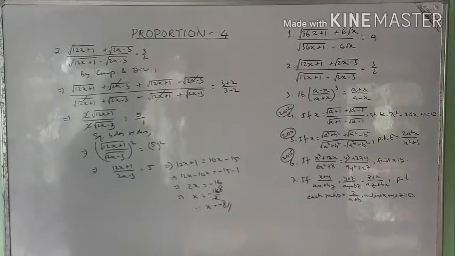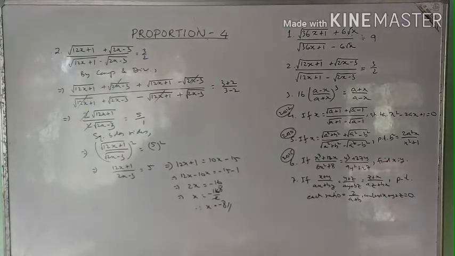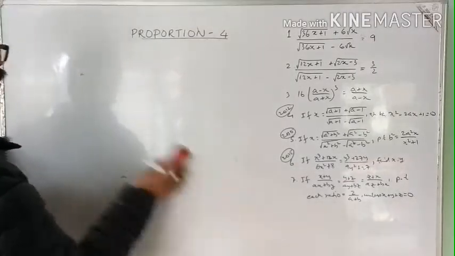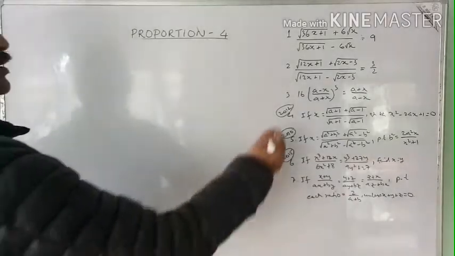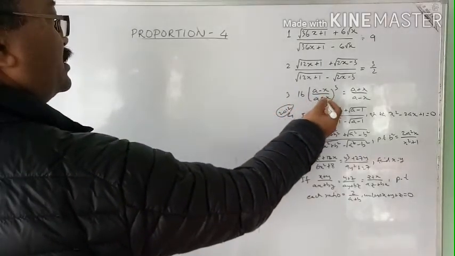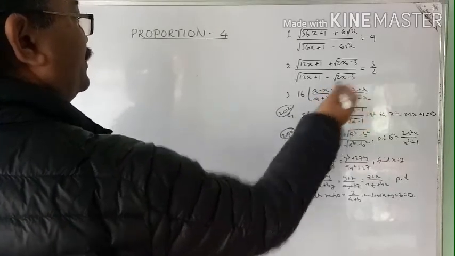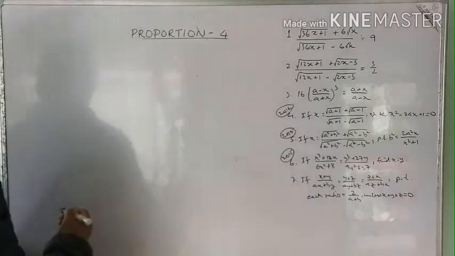Now next question, question number 3. You are given, solve for x again. Number 16. Here the question is, if 16 into (a minus x by a plus x) whole cube is equal to (a plus x) into (a minus x), then solve for x.